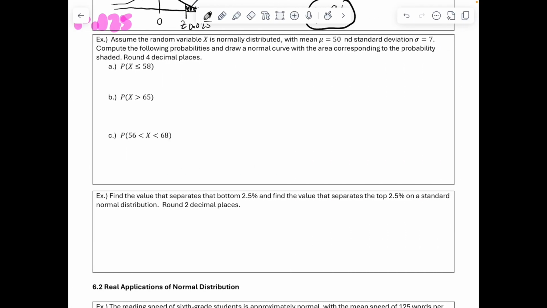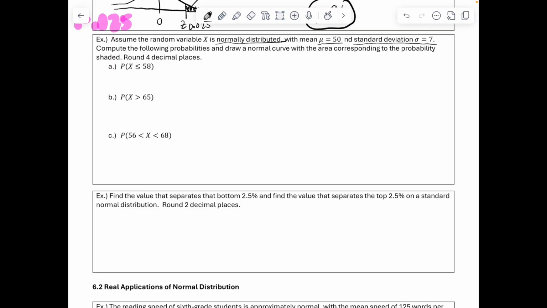The example right below says assume that the random variable x is normally distributed with a mean equal to 50 and a standard deviation equal to 7. Compute the following probabilities and draw a normal curve with the area corresponding to the probability shaded. Round 4 decimal places. So the first thing to note on here is that we are dealing with just a normal distribution. It does not say standard normal, and that's because it tells us the mean and it tells us the standard deviation. So they're not equal to 0 and 1. This time the standard deviation is 7 and the mean is 50.